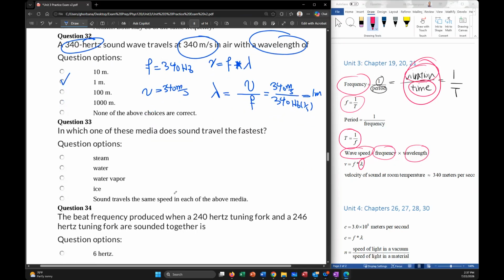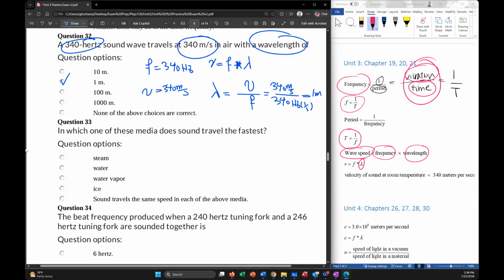Question number 33. In which one of these media does sound travel the fastest? Steam, water, water vapor, ice. We said that sound needs a medium to travel. If we have a very dense medium, because the molecules are so close to each other, when the sound reaches the first molecule and it hits it, the other molecule, being close to the first molecule, will be vibrated fast.